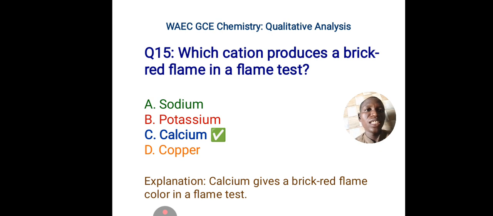The last question says, which cation produces a brick red flame in a flame test? When you do a flame test, it produces a brick red flame. The correct answer is calcium. If you want to test for calcium using flame, you observe that its color is brick red. The flame will be brick red in color. So this is the last question for this class.